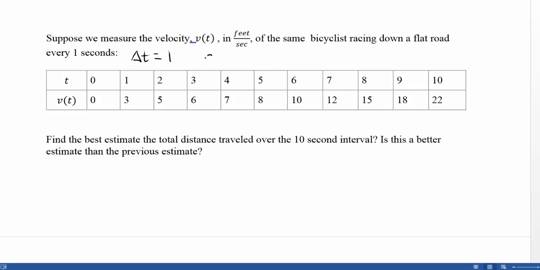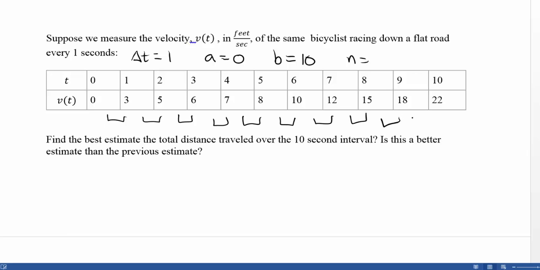My a is going to be my starting point, so that's 0. My b is going to be my ending point, which is 10. And then my n, which is the number of intervals that I'm going to be using, I can count 1, 2, 3, 4, 5, 6, 7, 8, 9, 10. So I can count them by looking between how many points I'm going to be using.